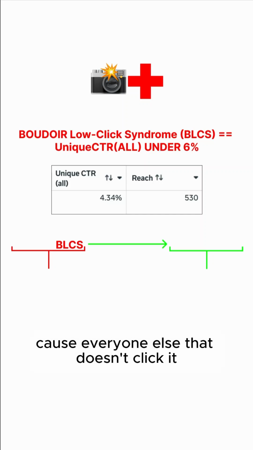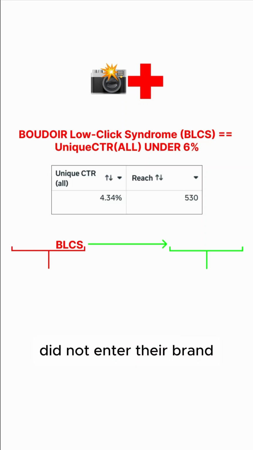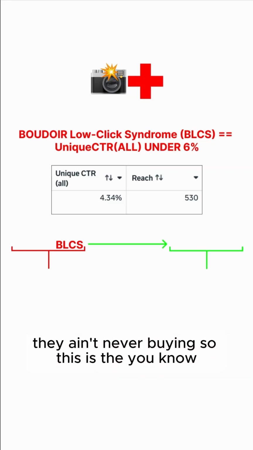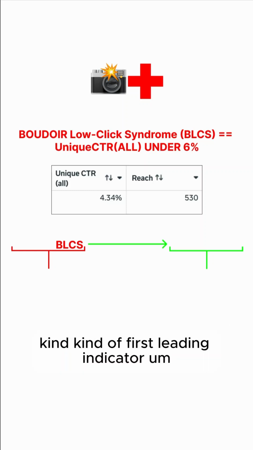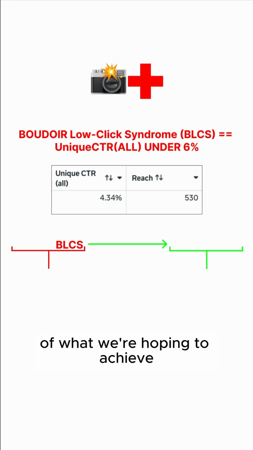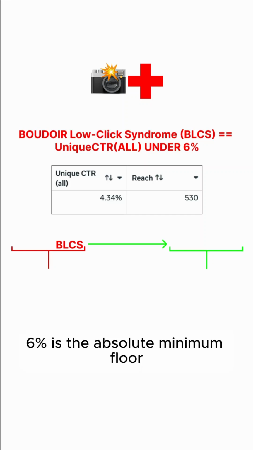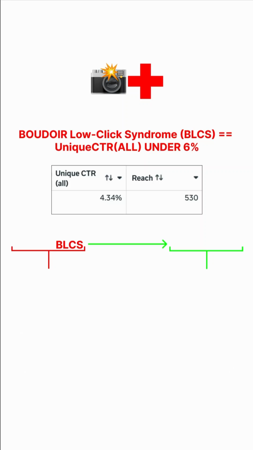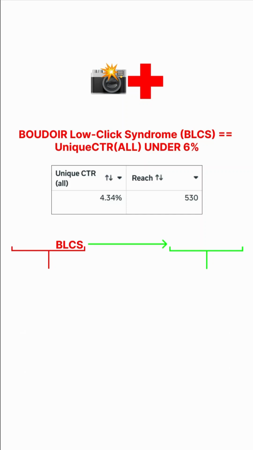Because everyone else that doesn't click anywhere on the ad, they just scroll right on by. Our ad did not enter their brain. They ain't never buying. So this is, you know, what's the purchase probability, or kind of first leading indicator of what we're hoping to achieve. So we gotta get this number up as high as possible. 6% is the absolute minimum floor. Anything under 6%, massive, massive, massive problem.